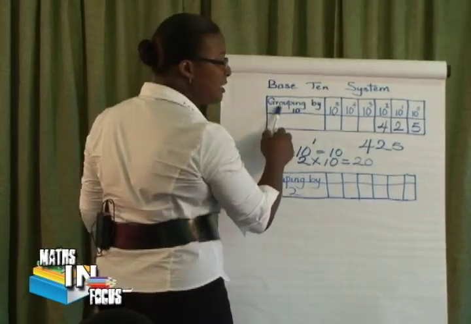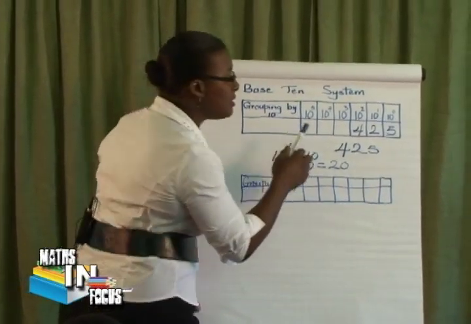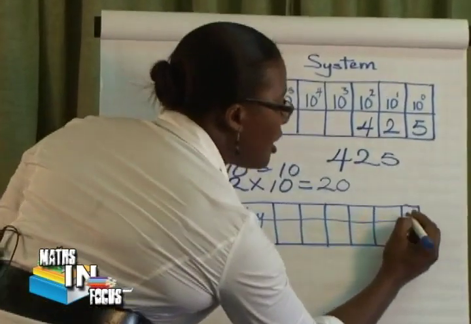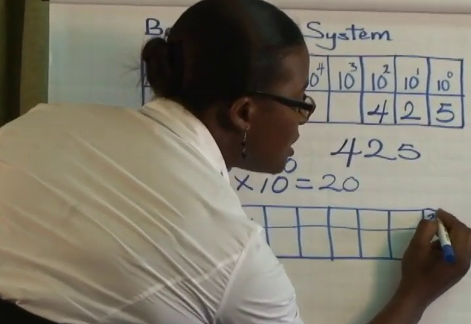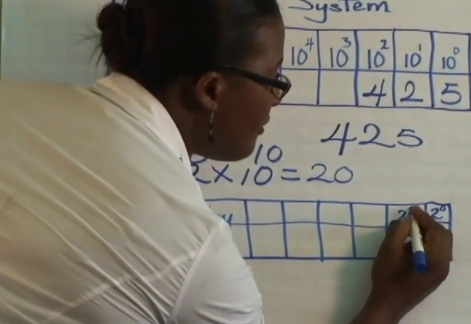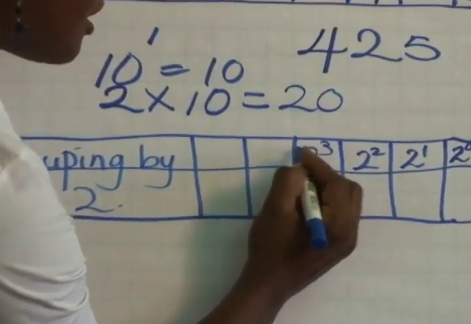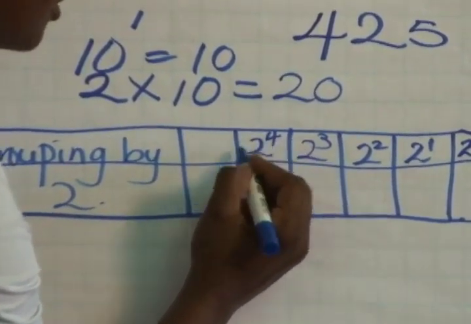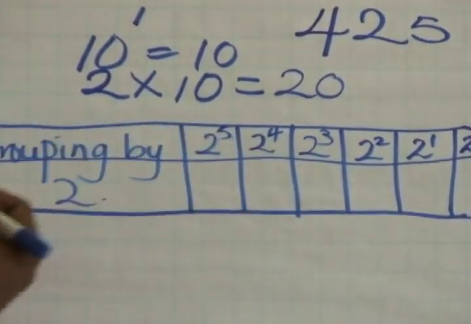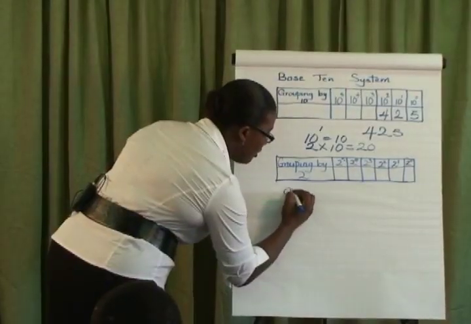And as you notice here, we're following the same pattern. 10 is in charge. Here we have 2 in charge. So it's 2 to the 0, 2 to the 1st, 2 to the 2nd, 2 to the 3rd, 2 to the 4th, 2 to the 5th, and we can go on. The numerals being used, 0 and 1.